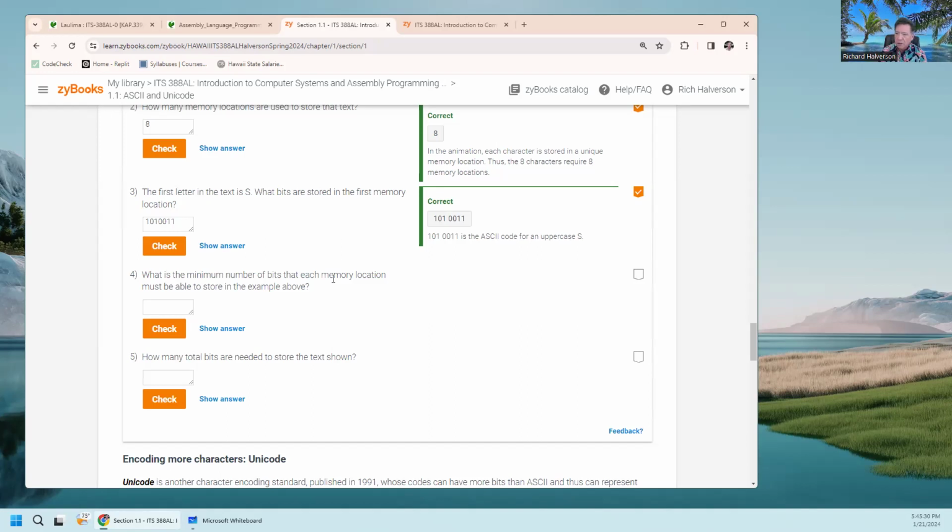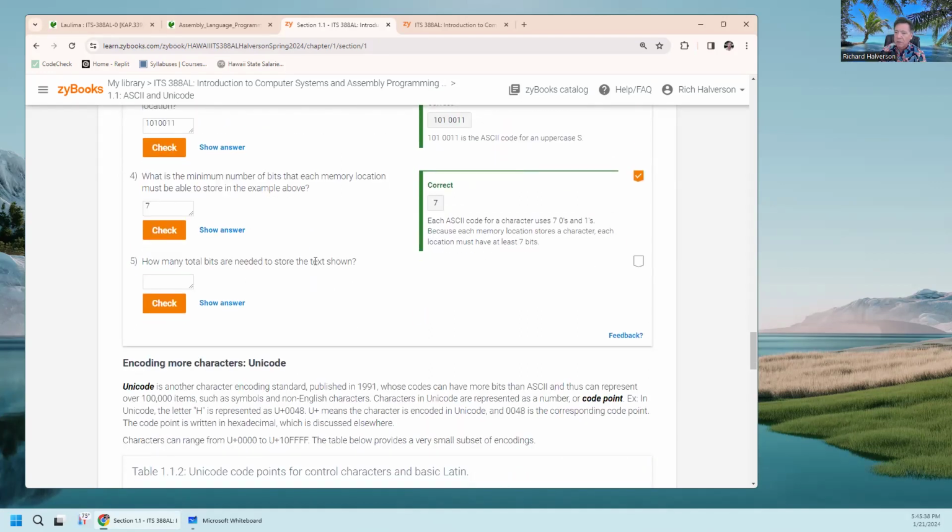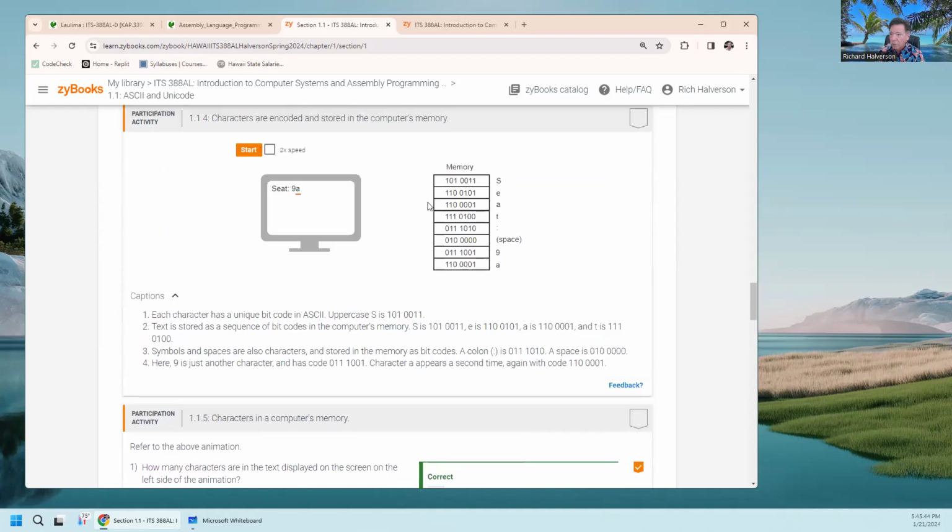I guess 7, huh? How many total bits are needed? Okay, so you see that, right? Because it only goes, we're always only using 7 bits, even though these memory locations actually have 8 bits.